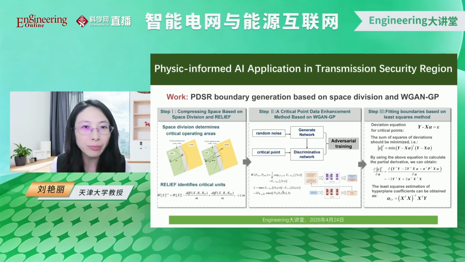So, about this method, actually there are three key steps. The first one, we comprehend the space based on the space division and relief. That means that's the most important part. We locate the space where the boundary is just inside. And about step 2, we use the WGAN-GP method to obtain the enough data that we need, but just inside the shortened space. And about step 3, we will fit the boundary based on the least squares method according to the previous two steps, the data we obtained.